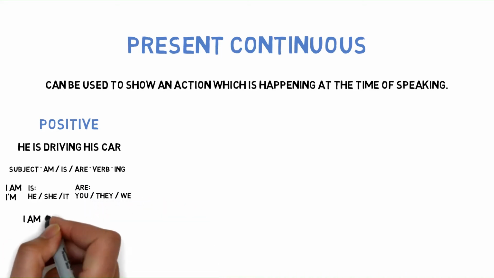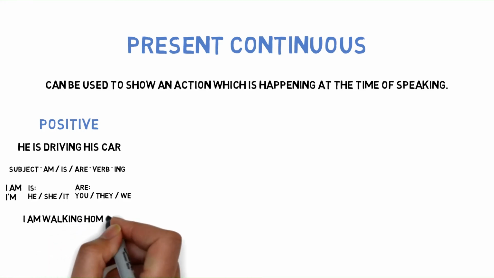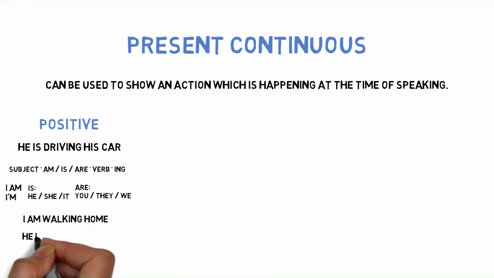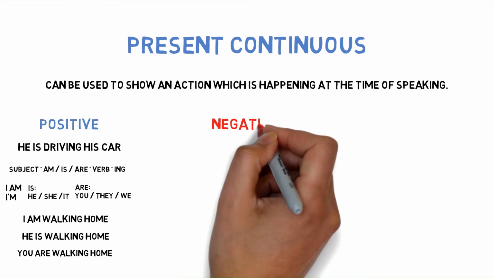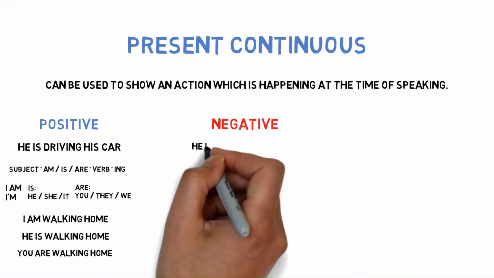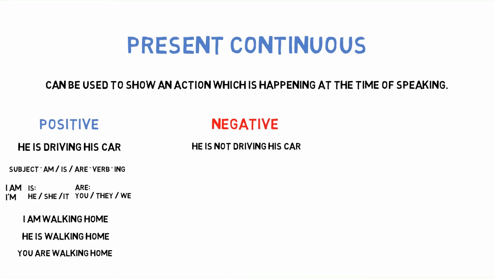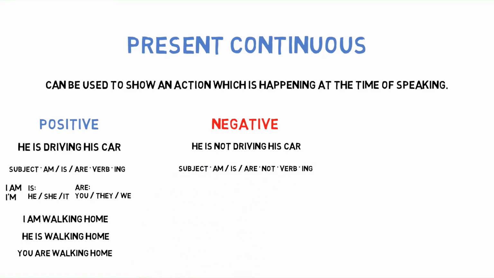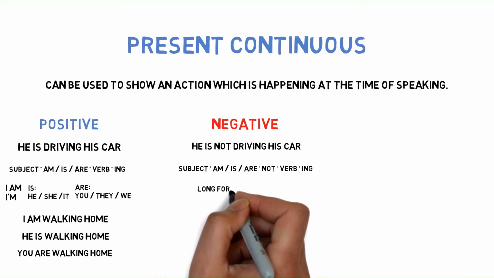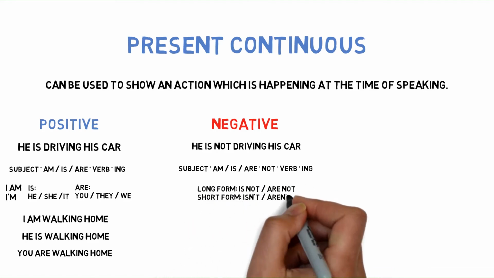For example, I am walking home. He is walking home. You are walking home. For the negative form, he is not driving his car. Subject plus is or are plus not plus the verb ing. Short form ديال is and are is isn't or aren't.